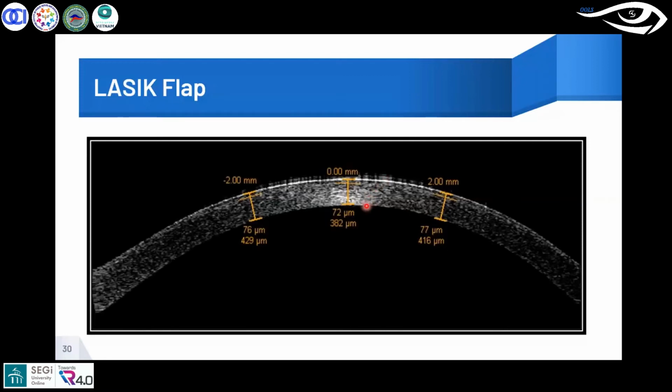And here, when they have measured, they have mentioned that the flap is 72 microns, which is acceptable. As I told you, 100 microns is the maximum amount. So 72 is acceptable. So that's how you get to know whether the flap is normal and the stromal bed is normal, etc. So that's the utility of AS-OCT in case of LASIK.